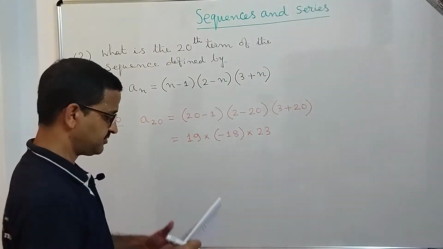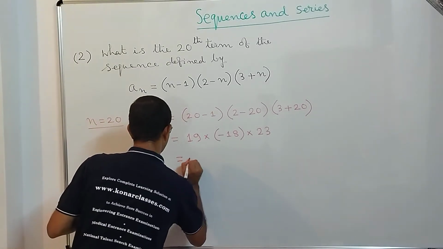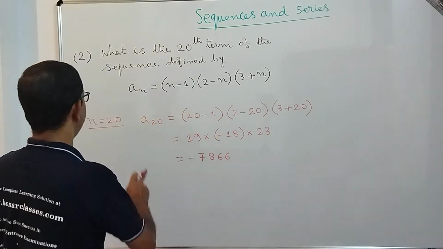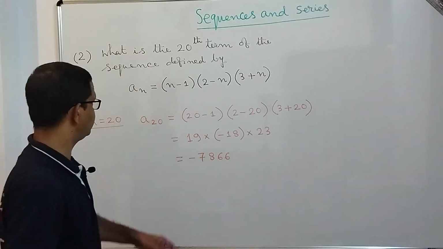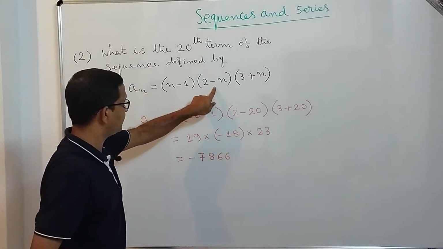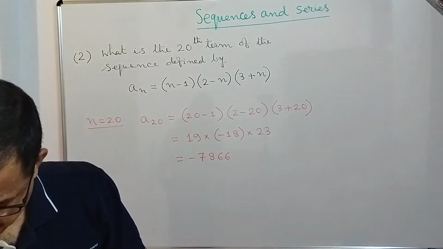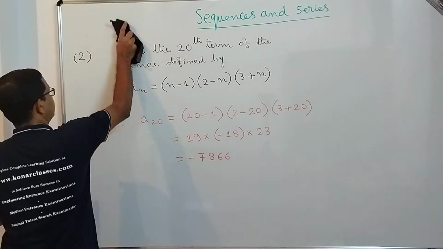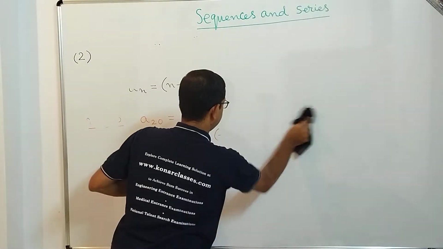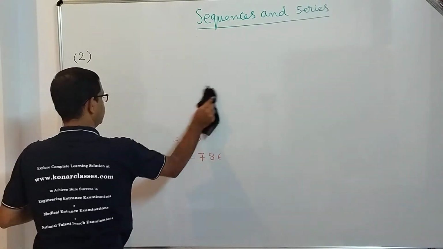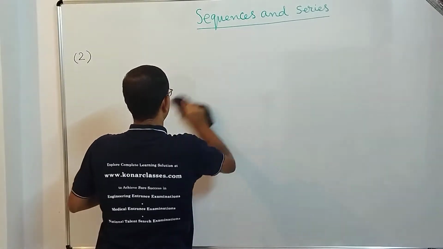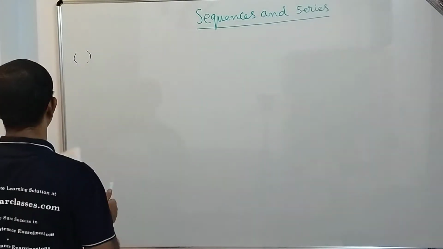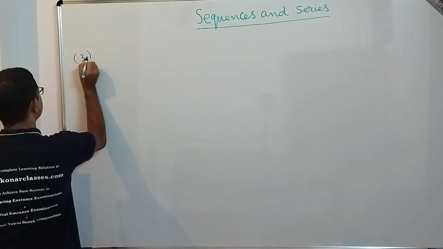Now if we compute these three terms, we will get the value minus 7866, and that is the 20th term of this sequence, whose definition is given as a_n equal to (n minus 1) into (2 minus n) into (3 plus n). Okay, so now let's proceed to the next question, dear students. So question number 3. So let me take the question from the notebook. So third question.